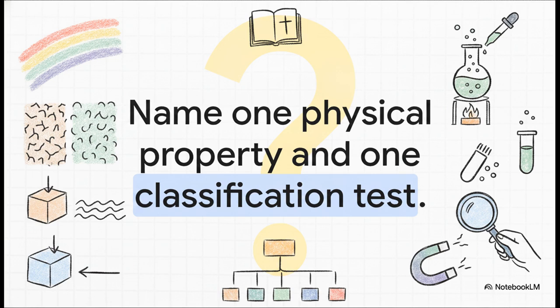Question 1, describe one physical property to classify matter. Think back to those visual fingerprints we talked about earlier, like color or texture. Question 2, give one example of a classification test. Remember those active tests we said you could run in the lab?